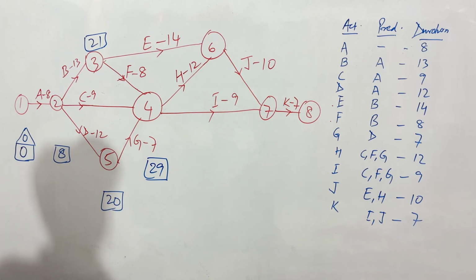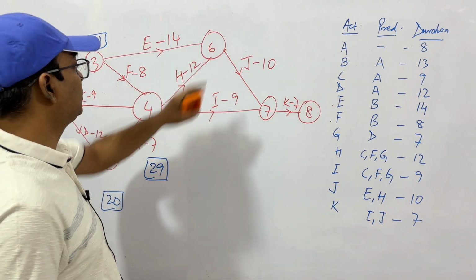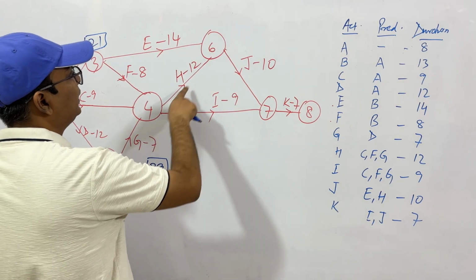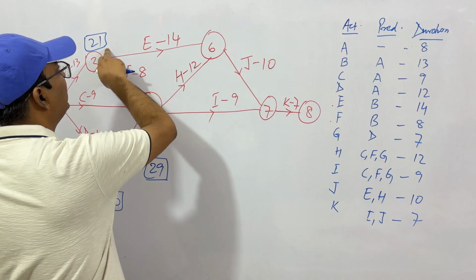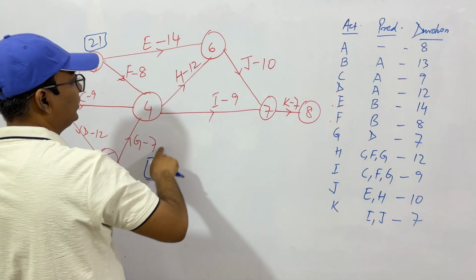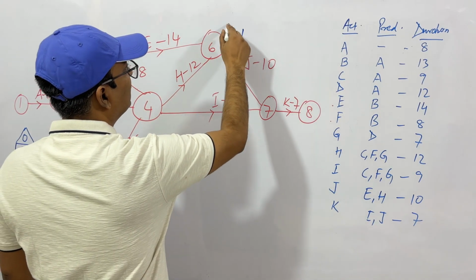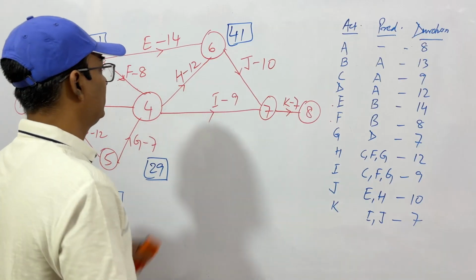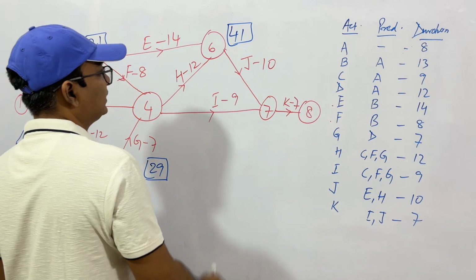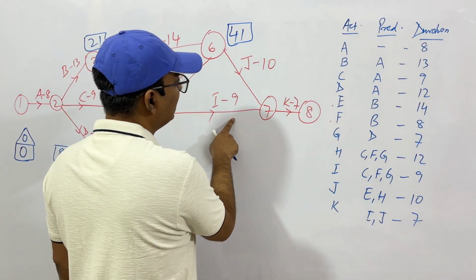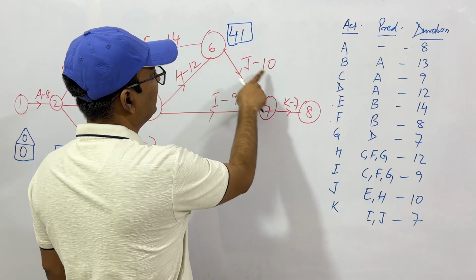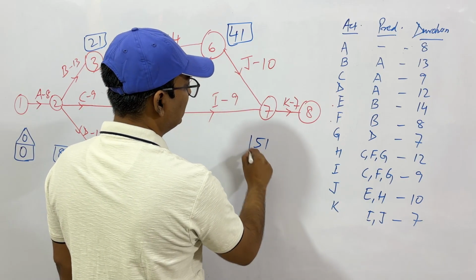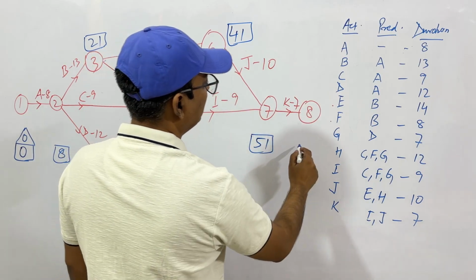Okay, clear? Then come to this point. This is 29. So 29 and 12 is 41. 21 and 14 is 35. So 29 and 12, 41 will be the value of forward pass here. Then come to event 7. 29 and 9 comes to 38. 41 and 10 comes to 51. So we'll use 51.